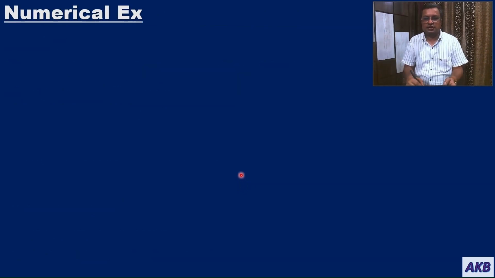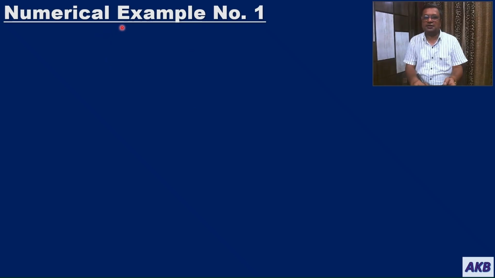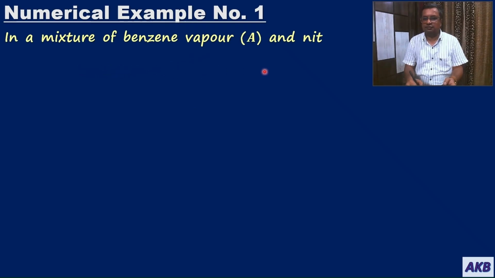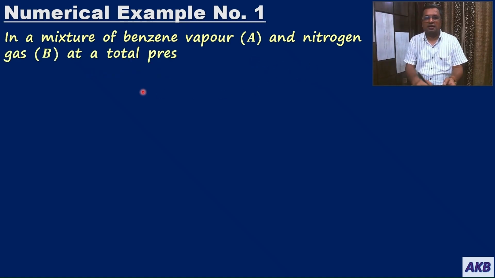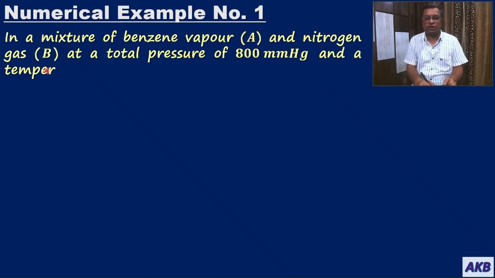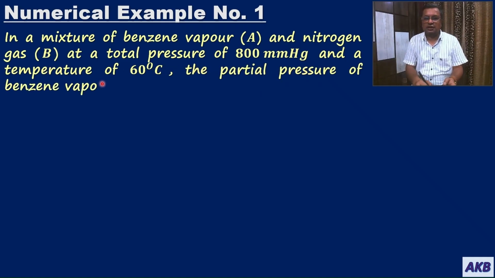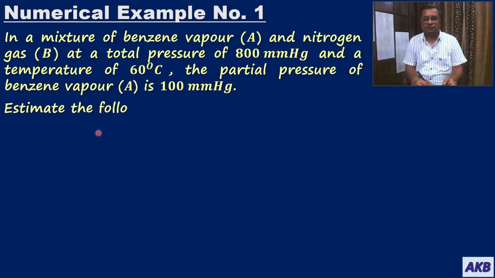Okay, so first let us look at the numerical statement for example number 1. So I am calling it numerical example number 1. In a mixture of benzene vapor, which has been denoted by capital A, and nitrogen gas, which has been denoted by capital B, at a total pressure of 800 mmHg and a temperature of 60 degrees Celsius, the partial pressure of benzene vapor, that is A, is 100 mmHg. So based on this information, we are supposed to estimate the following quantities.